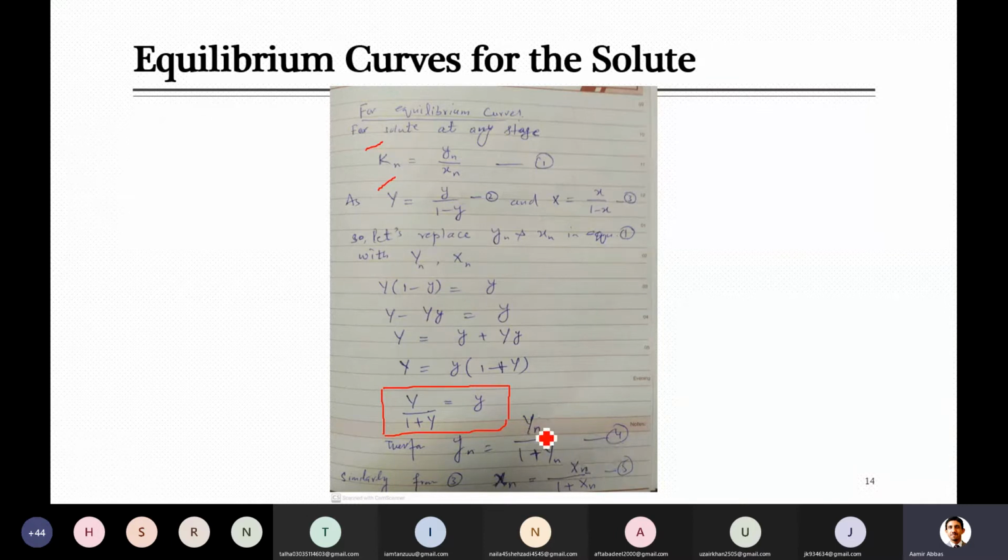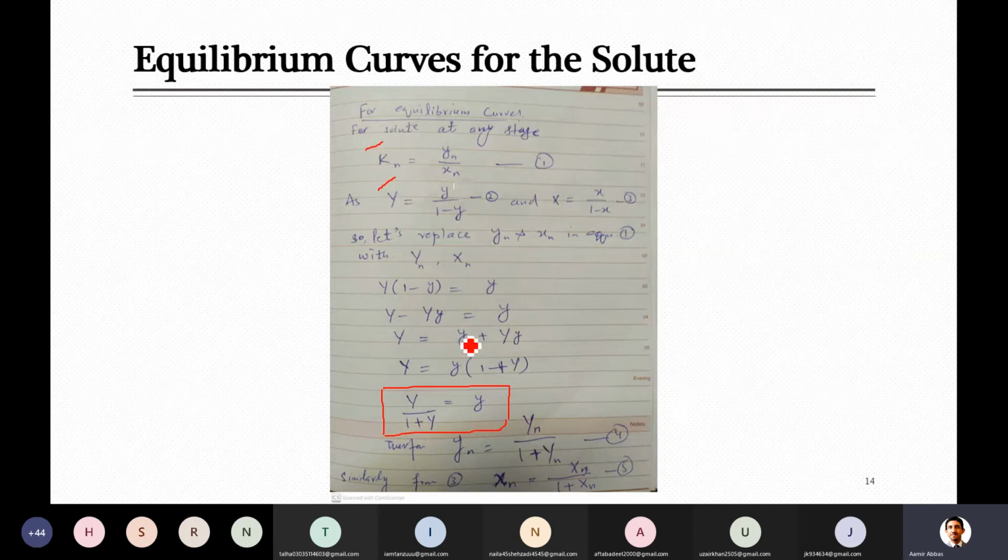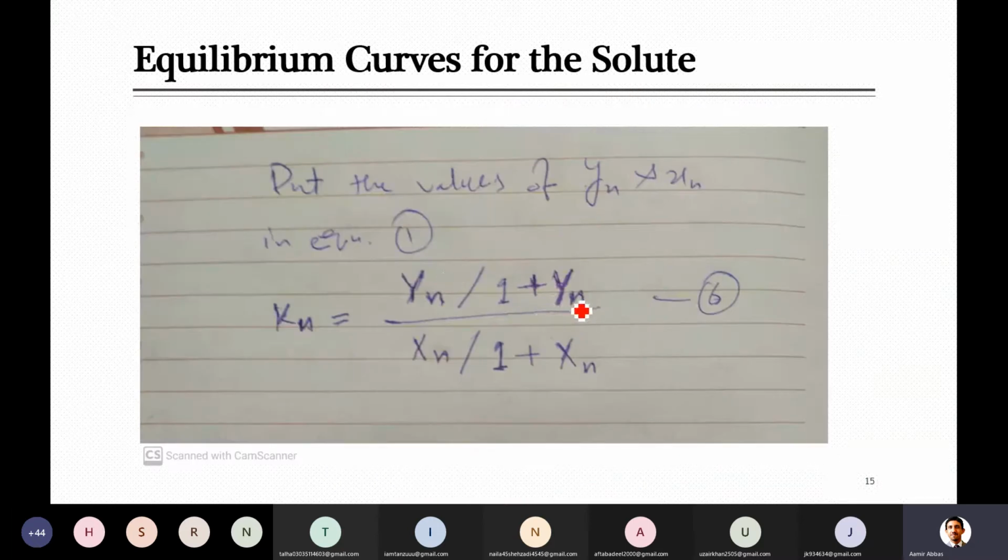Just put these values of x and y in the first equation, and we will get an equation for K in terms of capital Y and capital X. It was equal to y over x, so we replace y and x with equations 4 and 5. So K is equal to capital Y over 1 plus capital Y, divided by capital X over 1 plus capital X, at the nth plate. This is the equation which you can use to draw the equilibrium lines.